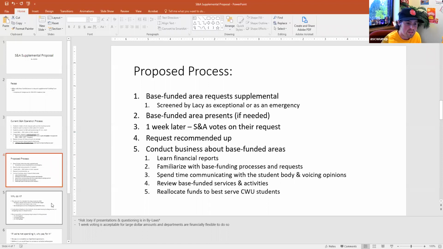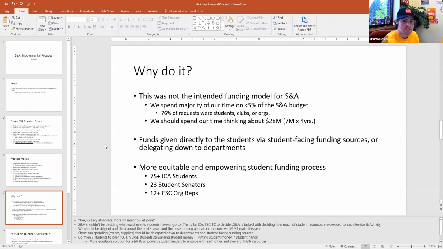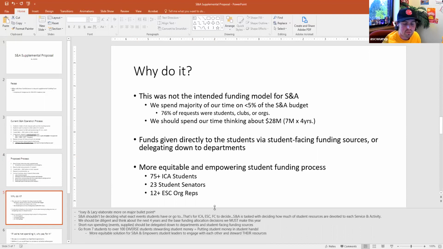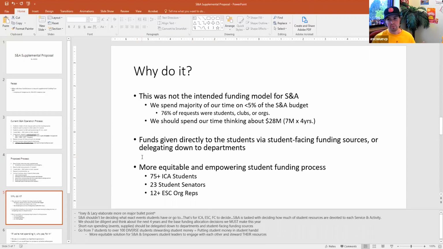And so with that, I move to my next slide, which is why should we do it? Why should we move forward with only funding our base funded, or only hearing supplemental requests from our base funded areas? What I was pointing out is that we spend the majority of our time on less than 5% of our S&A budget. That's because 76% of those requests are from students or clubs, where we should spend our time thinking about $28 million over the next 4 years. So yes, we have 7 million this year, but we also think about the 3 years following, because we're thinking about the quadrennium and 4 years of financial funding that way.